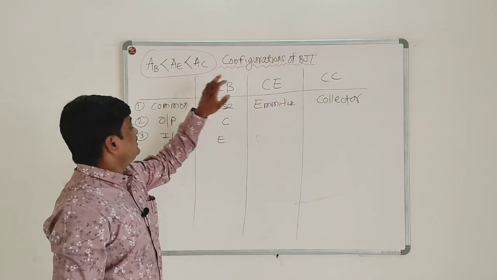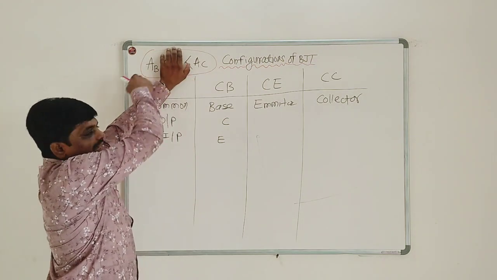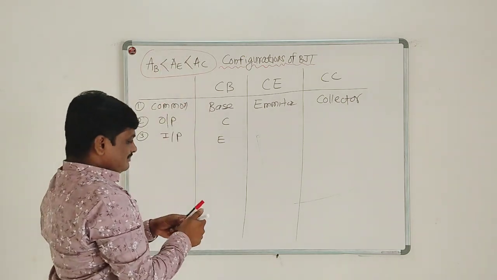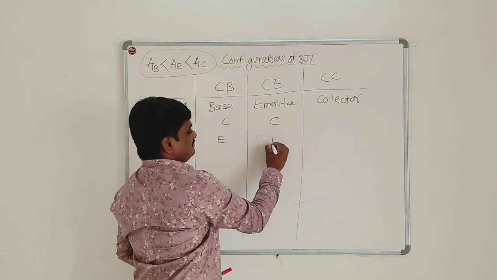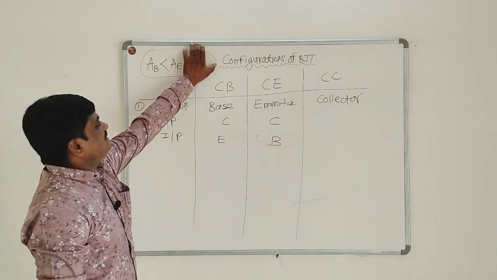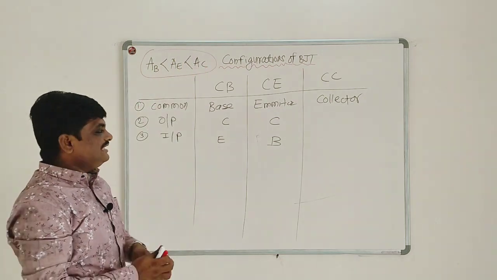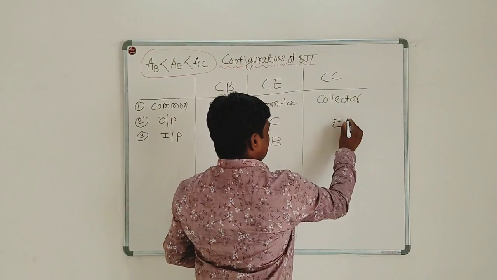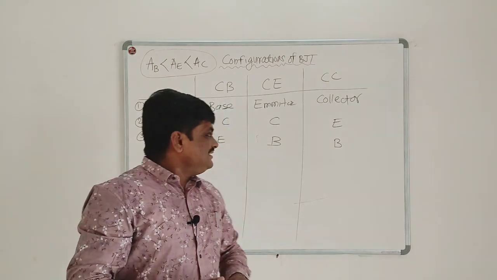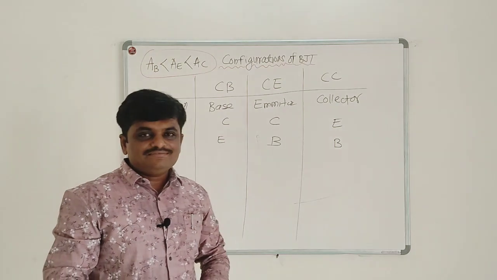Now let us apply the same trick to the common emitter configuration. In common emitter configuration, forget about emitter, remaining two terminals are collector and base. Out of this, collector is having more area, so in common emitter configuration, collector is the output terminal, base is the input terminal. If you consider common collector, out of the remaining two terminals, base and emitter, emitter is having more area, so emitter is the output terminal and base is the input terminal. That's very simple. So this is the input, output and the common terminals in each configuration.